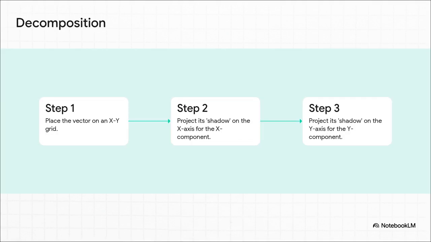Picture our vector as an arrow drawn on a grid. Now, if you shine a bright light straight down from above, the shadow it casts on the floor, the horizontal x-axis, that's your left-right part. Then shine a light from the side, and its shadow on the wall, the vertical y-axis, is your up-down part. All of a sudden, this complex diagonal problem just became a super simple how much over and how much up puzzle. It's a total game changer.